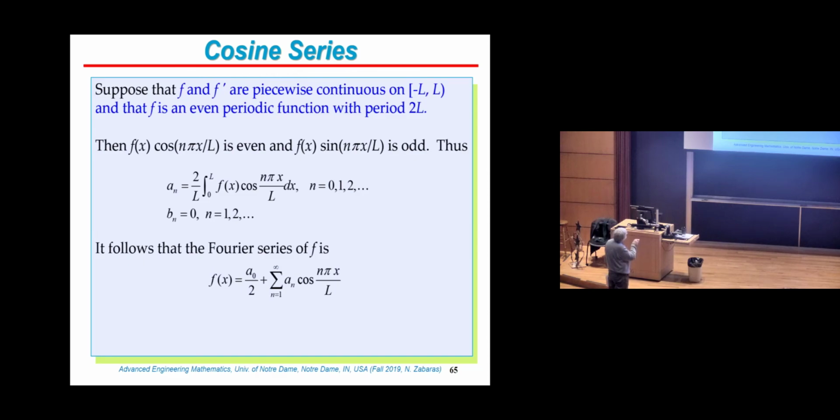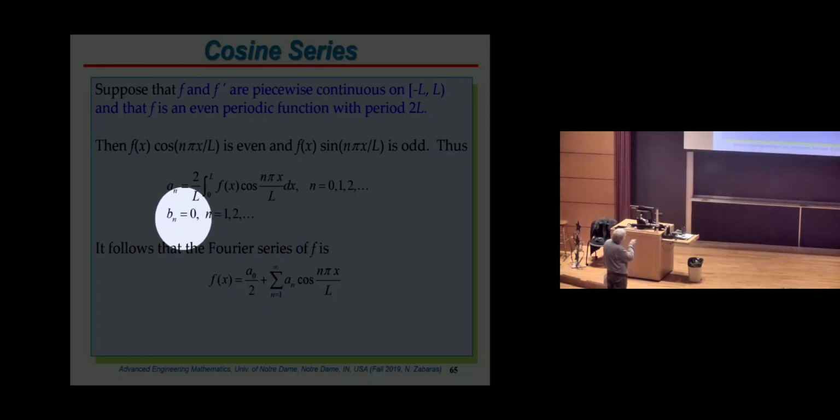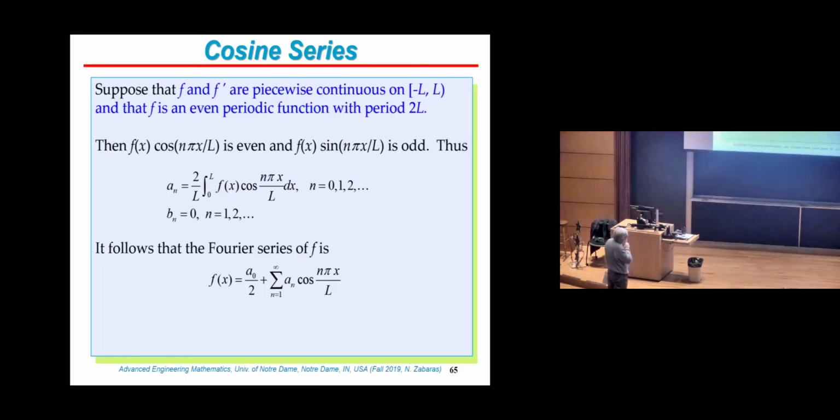So remember the coefficients Bn. The coefficients Bn are 1 over L, integral from minus L to L of f of x times the sines. Now, if f of x is an even function, what function are the sines? Are the sine functions odd? Odd, right? So even times odd, what do you get? If f is even, f times the sines, what type of function do you get?